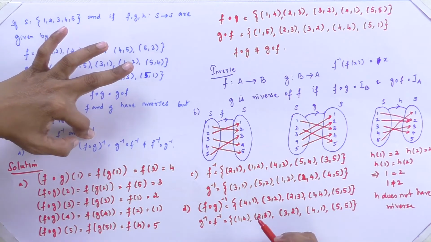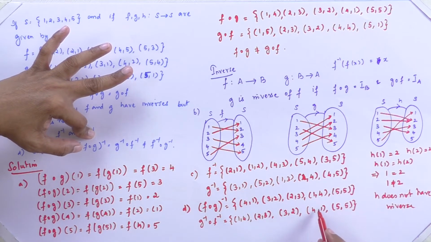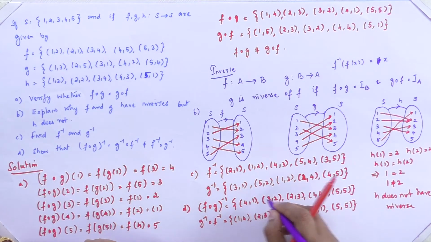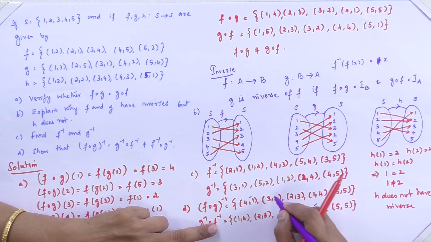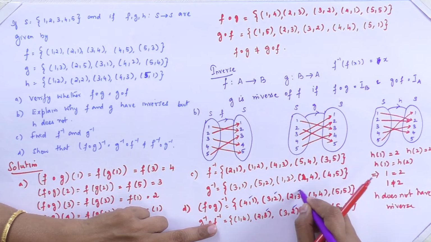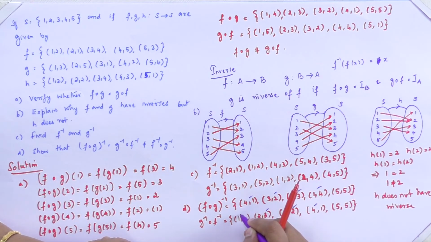I will have to check it now. So now 4 comma 1, yes, I do have 4 comma 1, right? 4 comma 1, 4 comma 1, 3 comma 2, I have 3 comma 2, 2 comma 3, 2 comma 3, 1 comma 4, 1 comma 4, 5 comma 5, 5 comma 5.